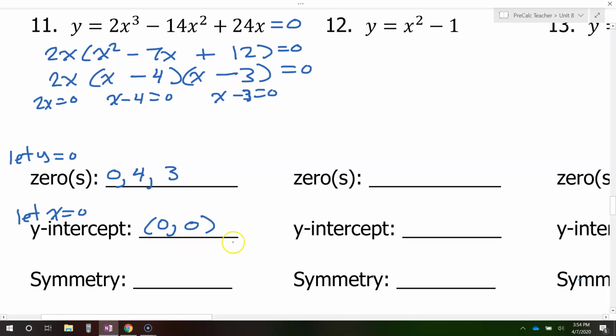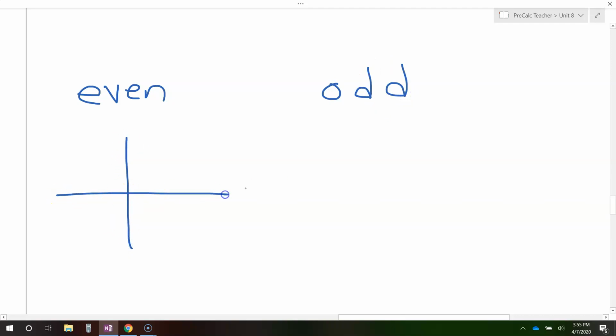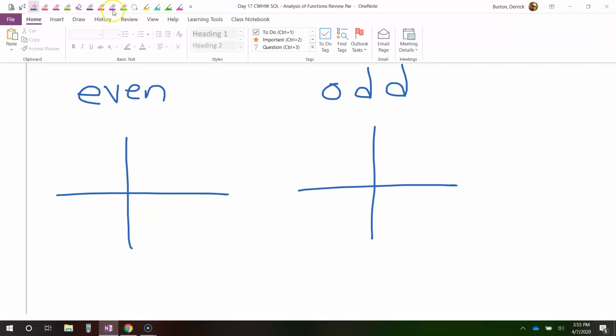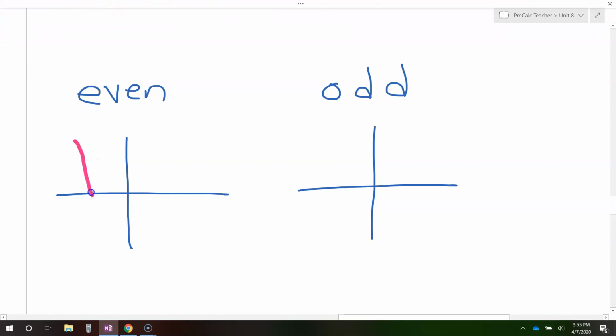Okay, now let's talk symmetry. A brief reminder of how symmetry works. There are 2 kinds of symmetry that we've learned about. There's even symmetry, and there is odd symmetry. Even symmetry means that you have symmetry around the y-axis. So here's a good example of even symmetry, would be like a parabola that is symmetric around the y-axis. That's even symmetry.